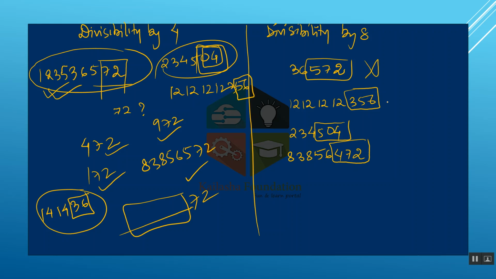Now 8 fours are 32 and 3 remains, 8 fours are 32 again. The number is not divisible by 8. 8 6s are 48 and 2 remains, 8 threes are 24. 504 is divisible by 8, so the complete number is divisible by 8. 8 5s are 40 and then 0, 8 9s are 72. 472 is divisible by 8, so the complete number is divisible by 8.